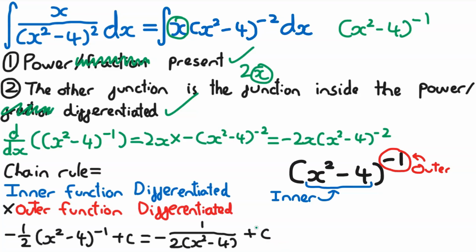So just be careful with examples like this. If you see a fraction here but you've got a power of 2 in the denominator, we're not going to do it the fraction way that we've done before with a natural log. We're going to convert it into a power and do it like this.